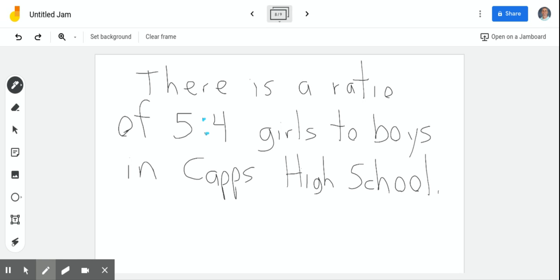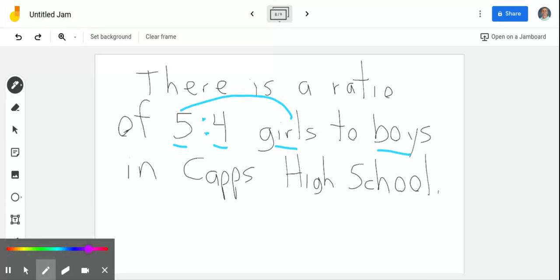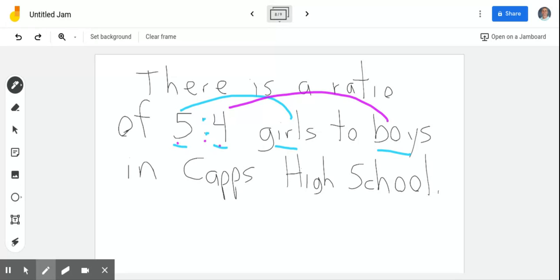5 to 4, girls to boys. So if it says 5 to 4, and then it says girls to boys, you know that the 5 goes with the girls and the 4 goes with the boys. Okay? Because it's got to be in the same order. 5 to 4, girls to boys.